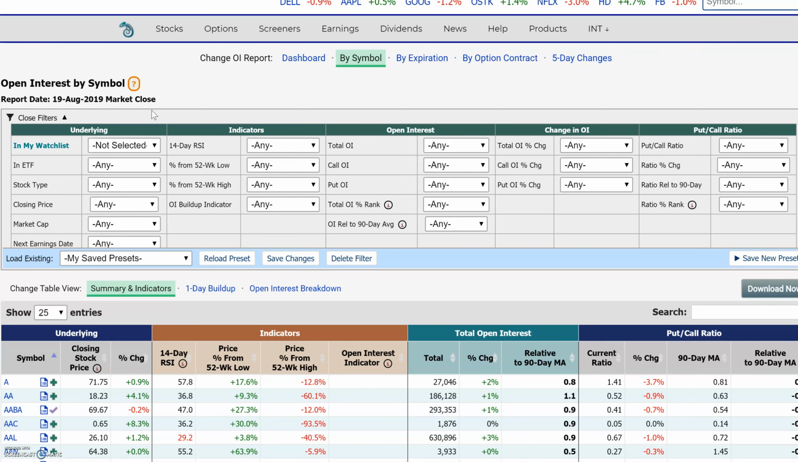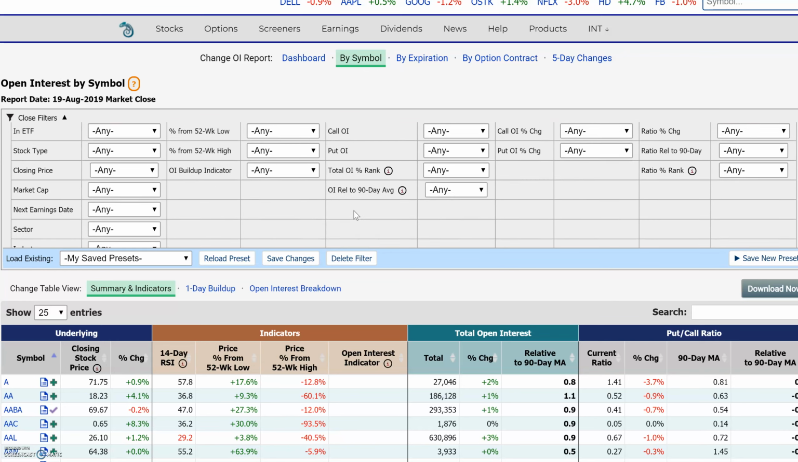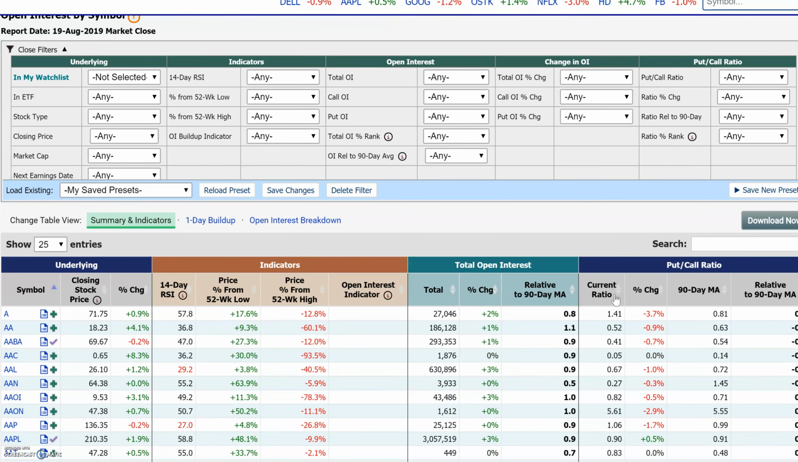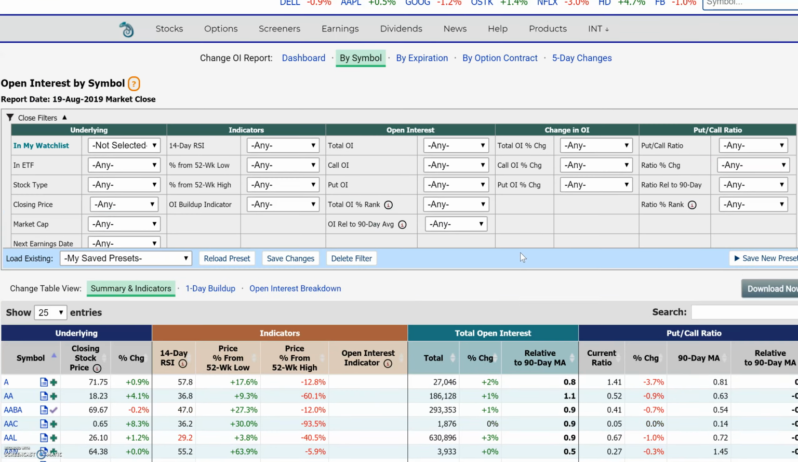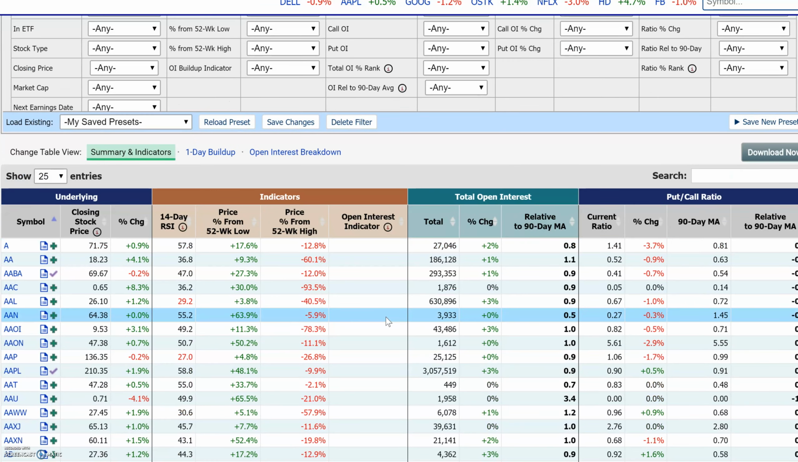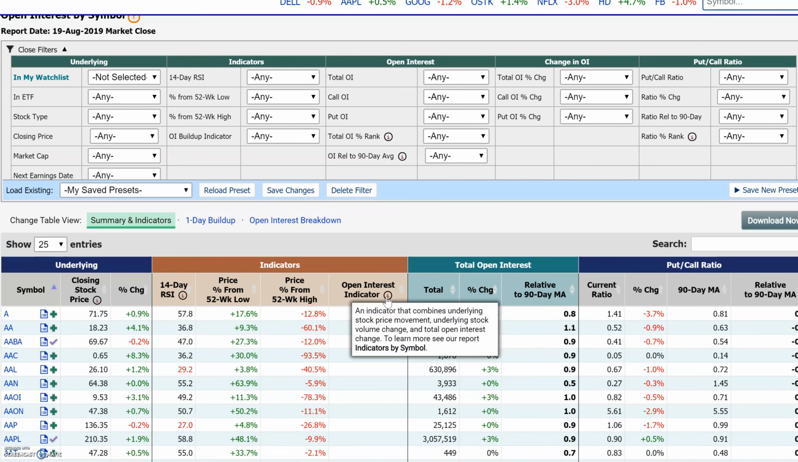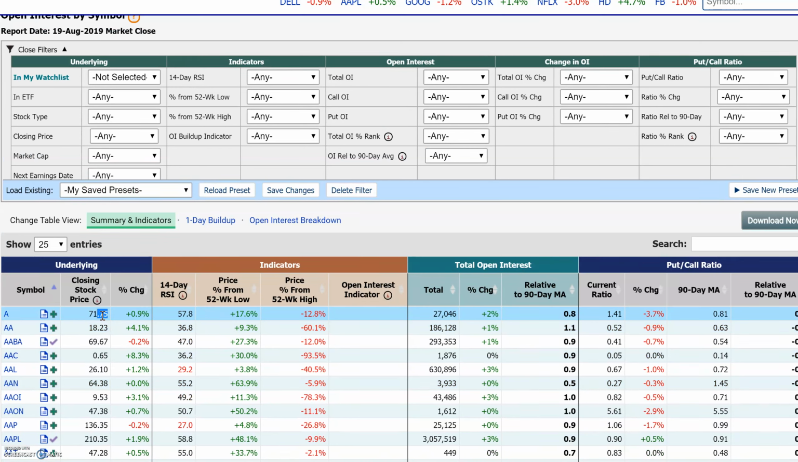I wanted to share an open interest by symbol screener with you. What this is looking for is any type of open interest change in aggregate for a particular symbol, and we'll just go through an example and use some of these filters that we have up top, and all the data is down here below. And here you see the closing stock price from the previous day and what the percentage change was.